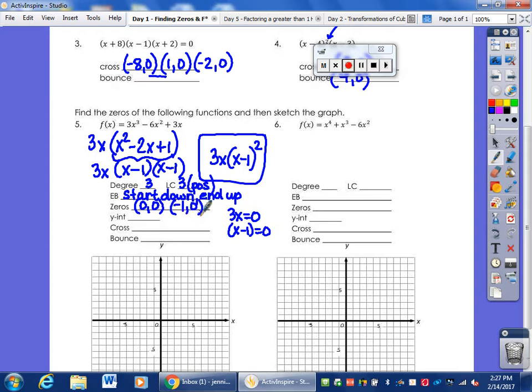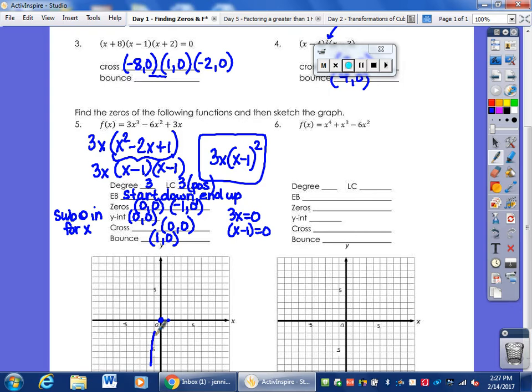And then your y-intercept is going to be where x is 0. So you're going to sub a 0 in for x and find y. So when I put a 0 in for x, that makes everything 0. And then it's going to cross at the 3x, and then it's going to bounce at the 1, 0. So I'm going to cross here. That's also my y-intercept. But then at 1, 0, it's going to bounce right there.